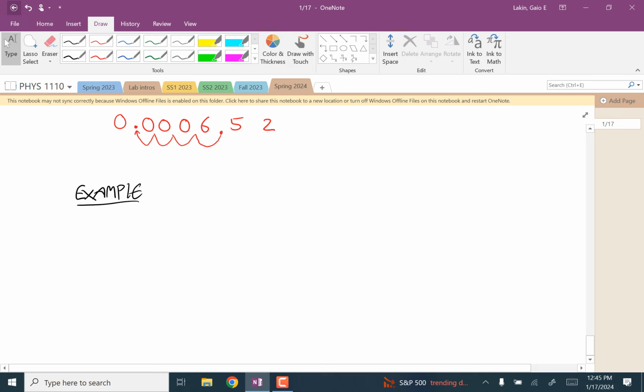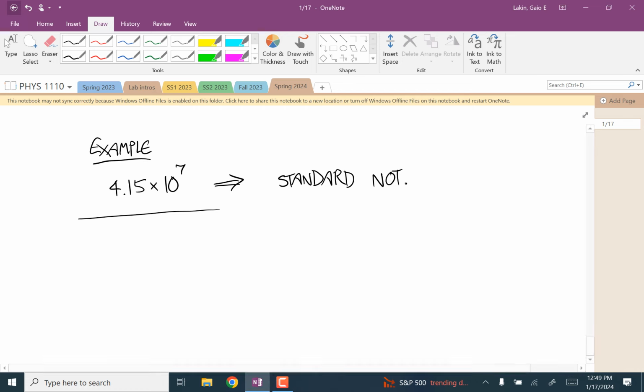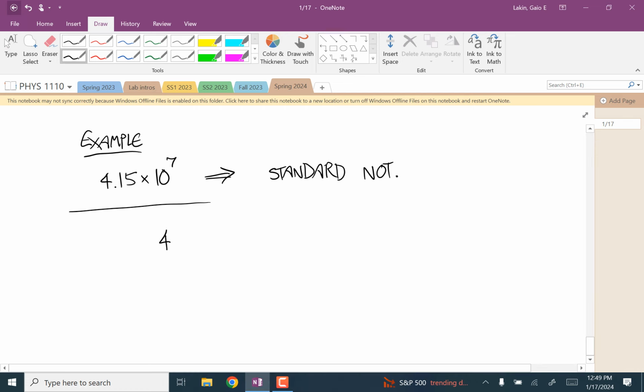Okay, so let's say we have a number, so negative 0.0000582. See if you can represent that in scientific notation. Okay, so take a couple of minutes. So I'm going to start with 4, 1, 5. Okay, and I know I'm going to move the decimal point 7 places from where it's starting in this scientific notation.